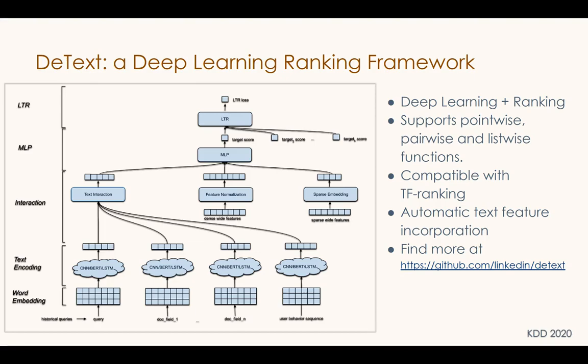Let me introduce a ranking framework. It's called DeText. It combines deep learning and ranking. It supports all three ranking functions: pointwise, pairwise, and listwise. It is compatible with TF-Ranking, and you can easily include text features in this ranking framework. Find more information about this framework on GitHub at this link.